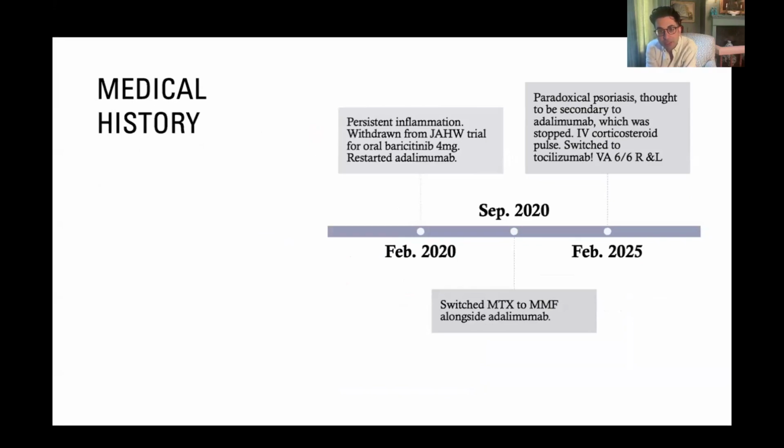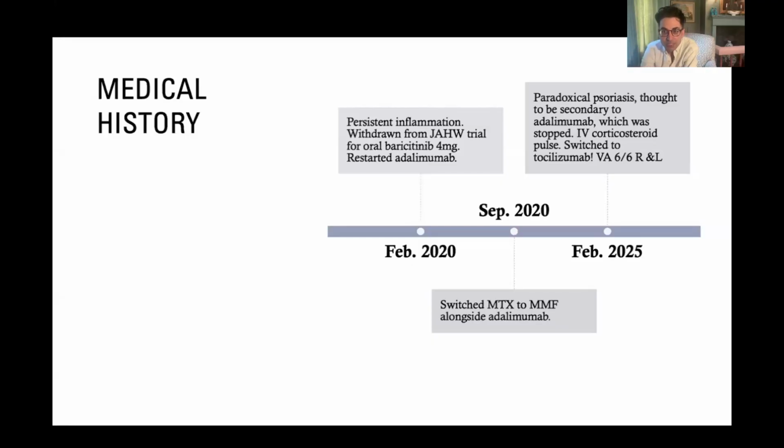So we're going on to 2020, reaching present time. He had persistent inflammation with the baricitinib on board. This is not that long after he was started, but as per trial protocol, it was felt that this was a poor response to the baricitinib. So he was taken off the baricitinib and restarted on adalimumab. A few months down the line from there, the methotrexate was switched to mycophenolate, with the adalimumab continuing. And 5 years down the line, he had paradoxical psoriasis, which was thought to be secondary to the ADA, and that was stopped. He had an IV corticosteroid pulse and has been switched to tocilizumab.